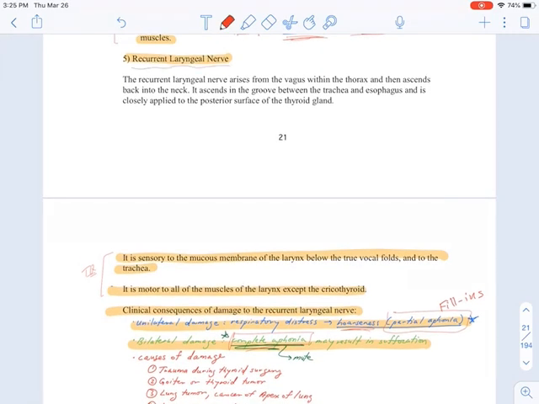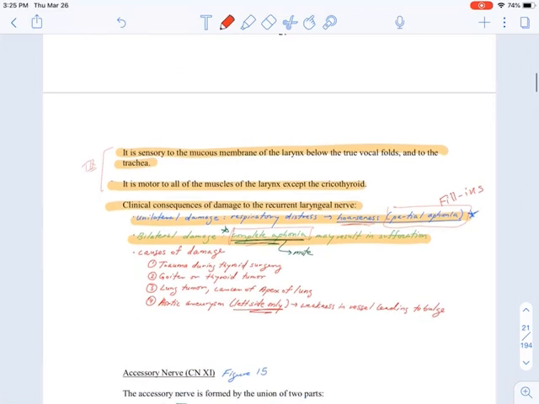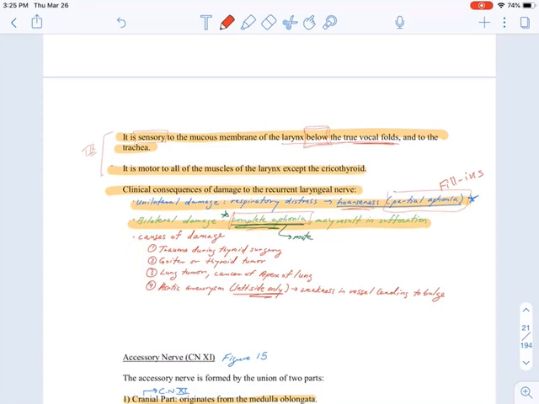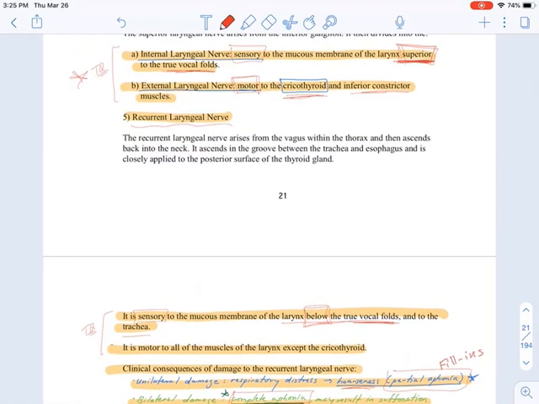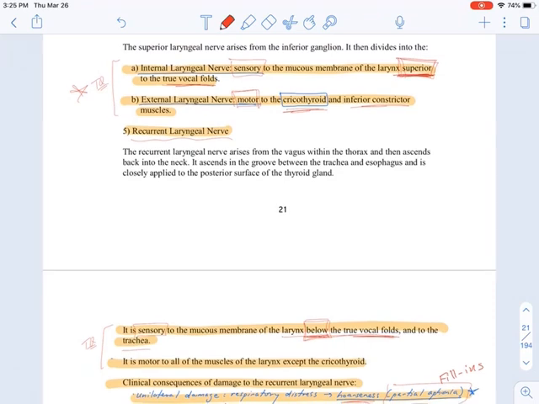Lastly, we're talking about the recurrent laryngeal. Sensory to the mucous membrane of the larynx below the true vocal folds and to the trachea. So make sure you know recurrent laryngeal, sensory below those true vocal folds. Internal laryngeal is going to be sensory superior to the true vocal folds. That's a common place where people get tricked up here.